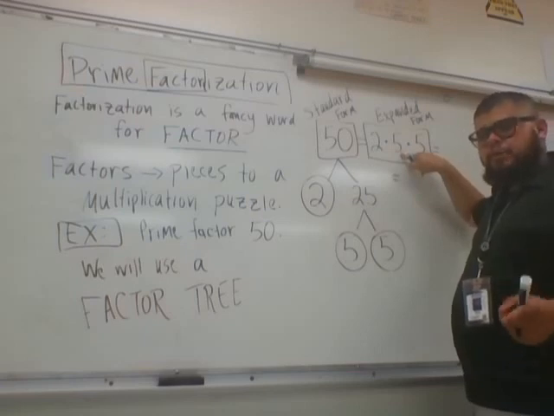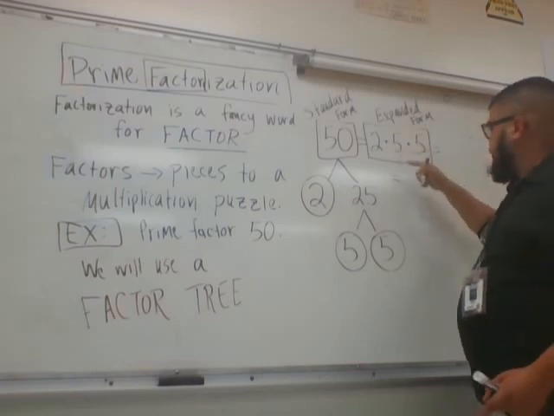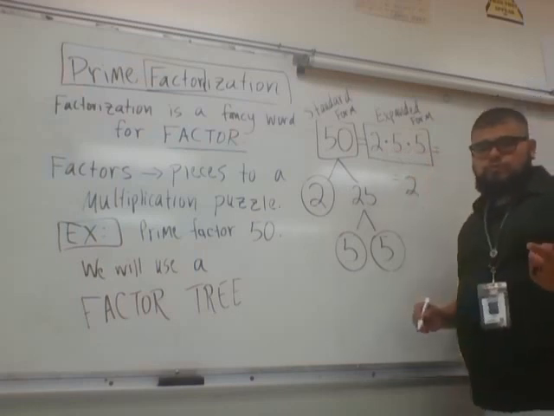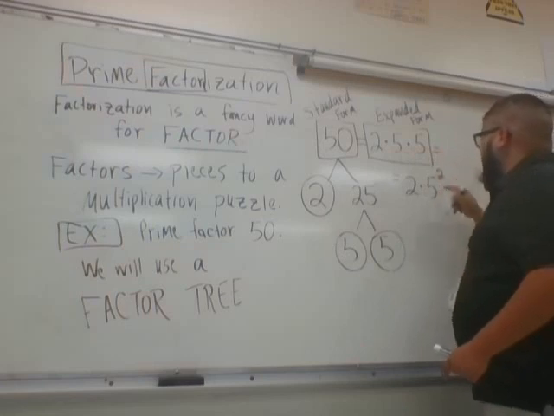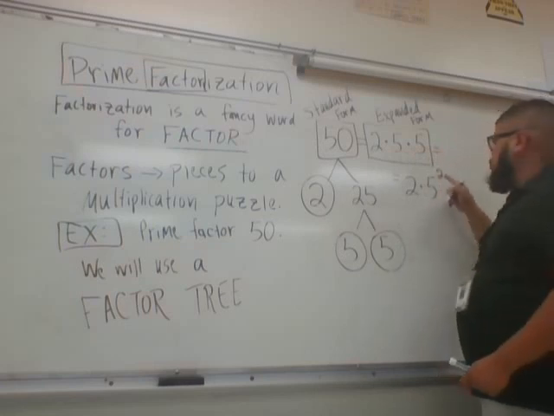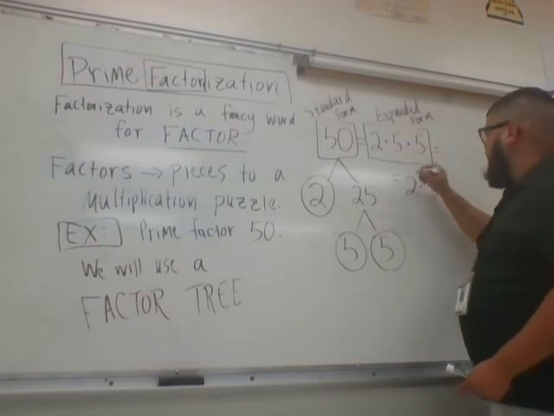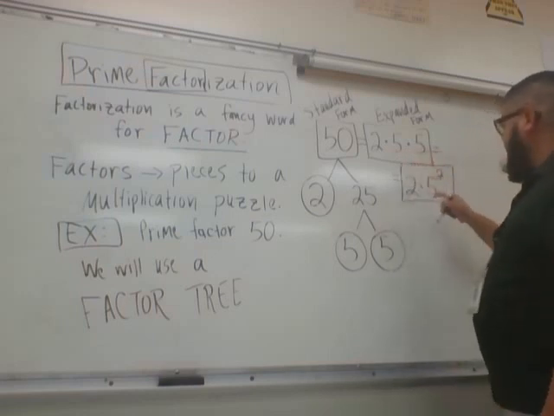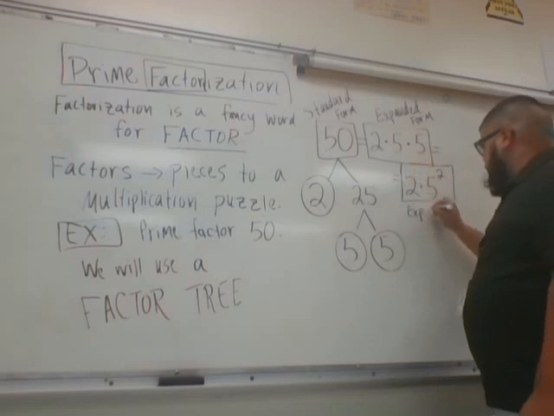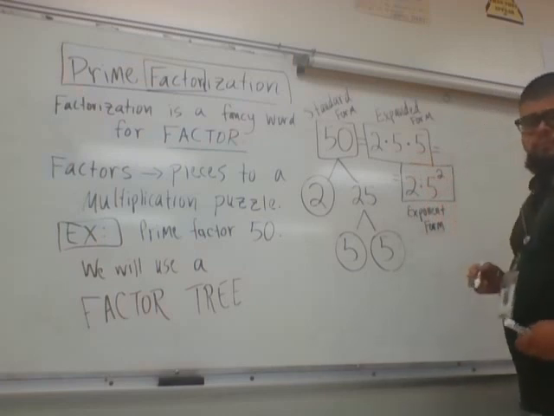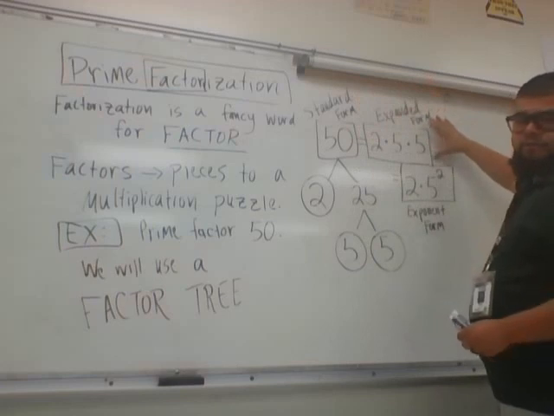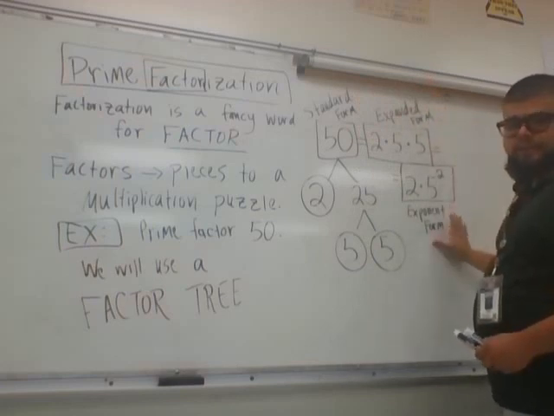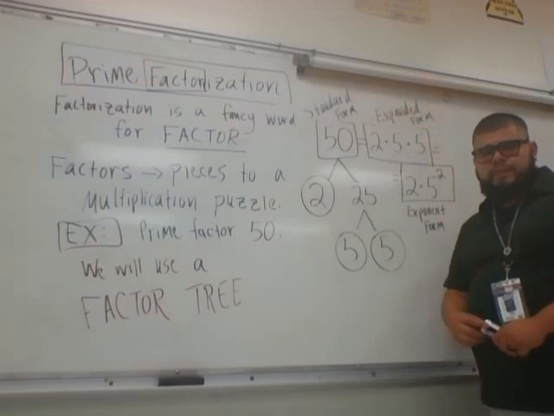So the 2 is by itself because there's only one of the 2s. And how many 5s do we have? We have 2 5s. So that means 5 is our base, 2 is our exponent. And so we rewrite this in what we call exponent form. Okay, so we have standard form, expanded form, and exponent form. Okay, we're going to go over more examples in the next video. Thanks for watching, guys.